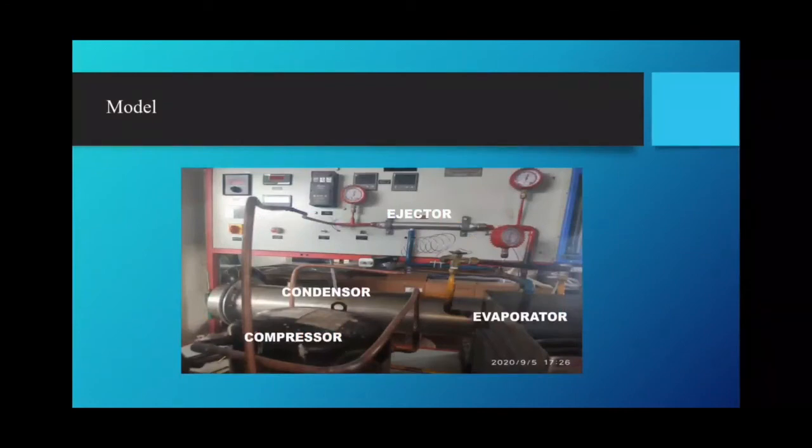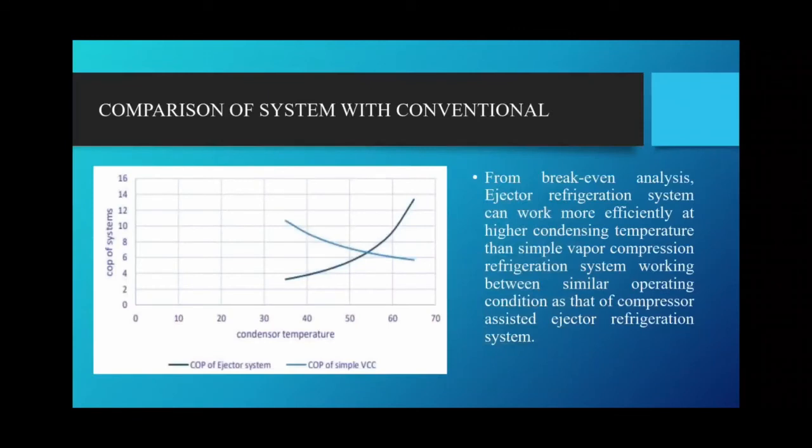The various components like compressor, condenser, ejector and evaporator are shown on the setup. Comparison of the coefficient of performance of both systems is carried out here. The graph is plotted between the COP of the systems and the condenser temperature. From the graph, it is shown that the COP of the ejector refrigeration system is higher after a certain condenser temperature, while the simple vapor compression refrigeration system becomes more inefficient at that temperature.